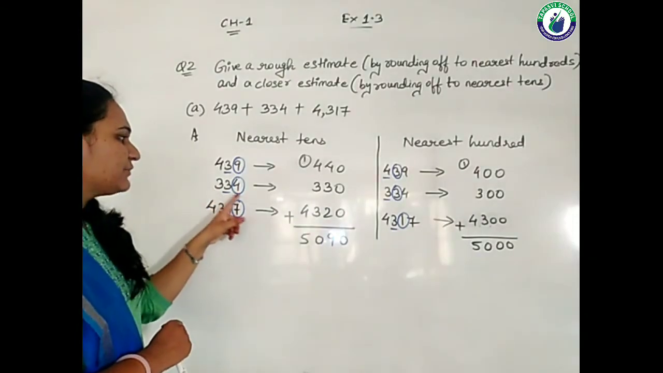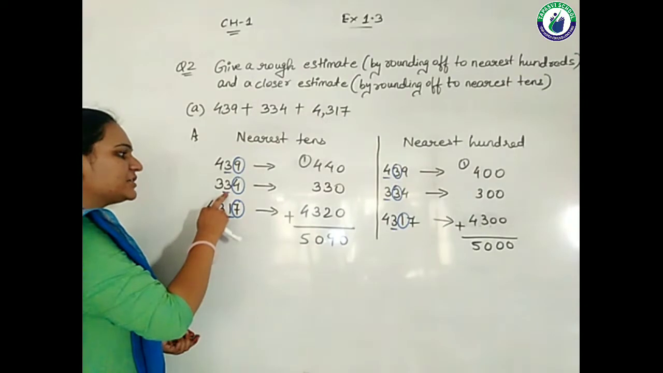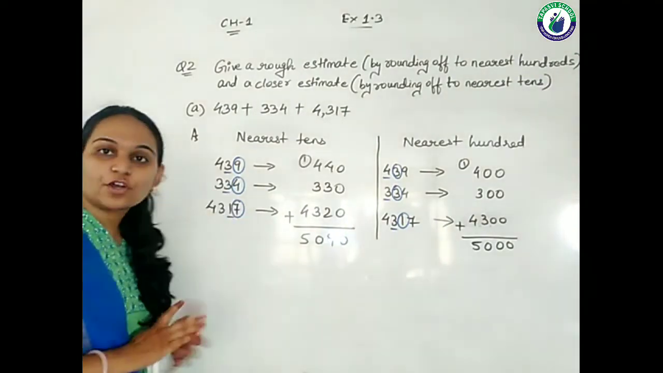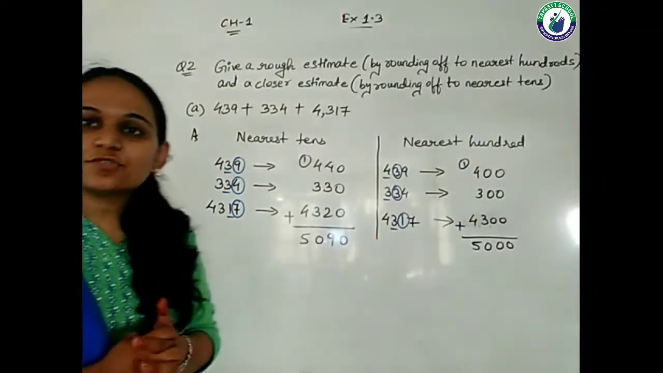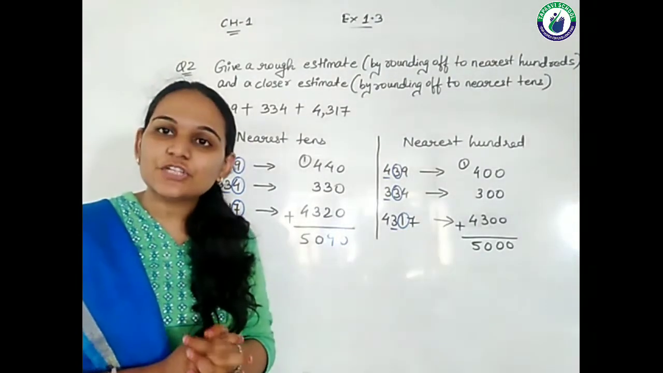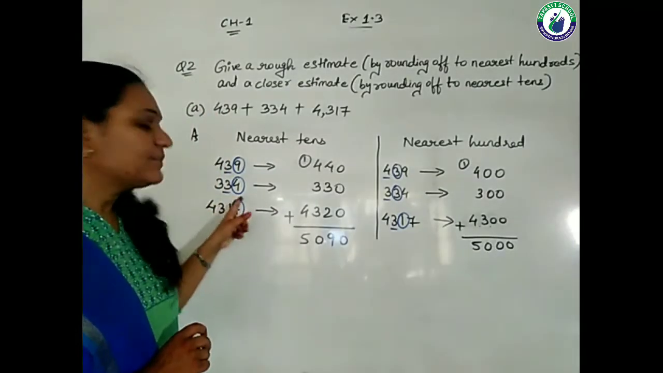Next one is 334. If we round off to the nearest tens, now the tens place digit is 3, the helping digit is 4. So the helping digit is 4, so that's why the 4 is less than 5. So we are not going to do any kind of addition in the underlying digit, so it will remain as it is. So it's 3, 3, 0.